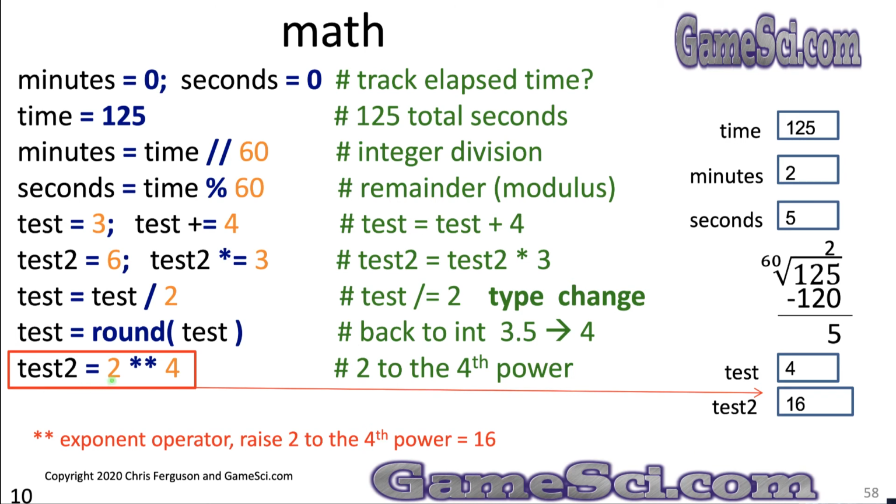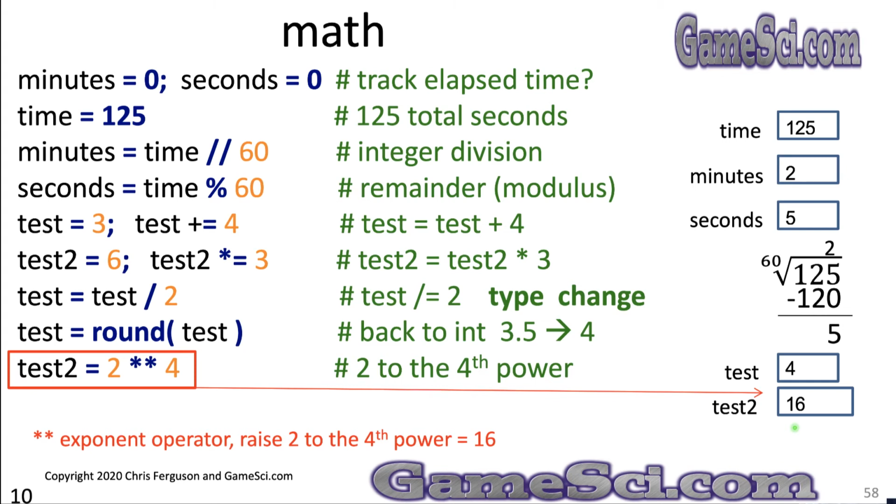test2 = 2 ** 4. The double multiply is the exponent operator. This is 2 raised to the 4th power, which is 16. This is saying raise my value to a power. 2 to the 4th power is a 16, and a 16 shows up here in test2.